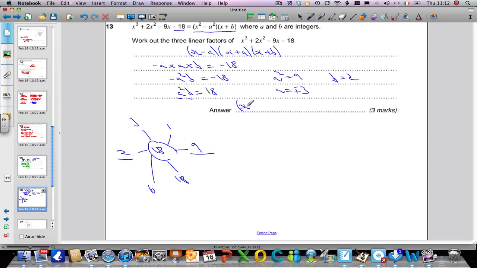So the 3 linear factors are x minus 3, x plus 3, and x plus 2. And if you do have the time in the exam, you could always expand this expression out and check and see that you get this. I'm almost certain that you will.